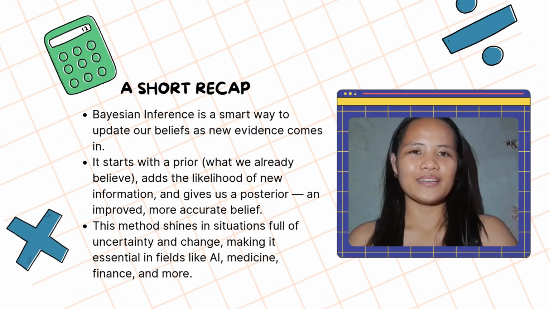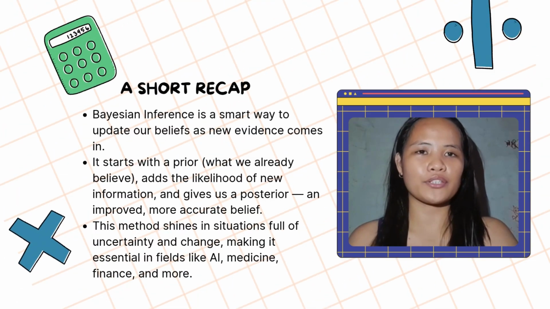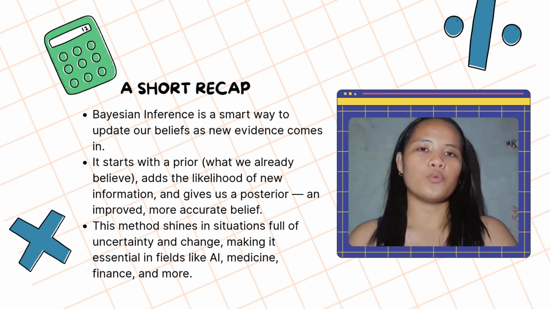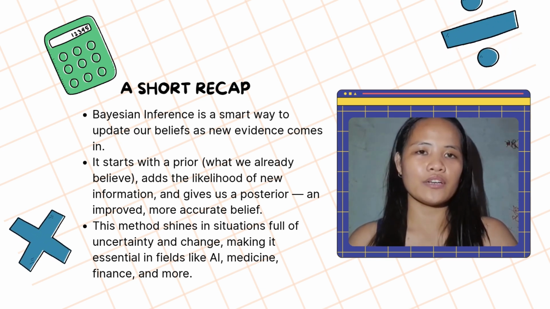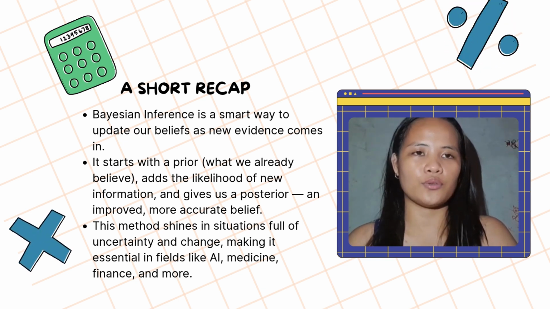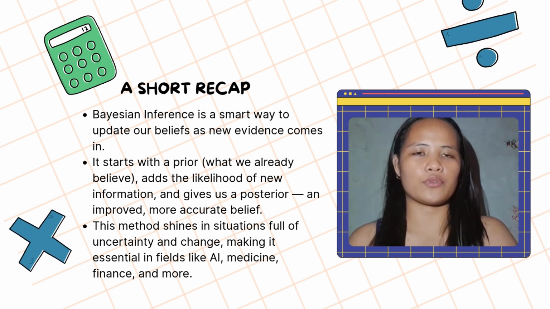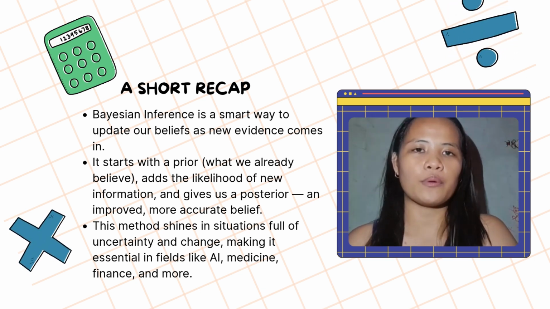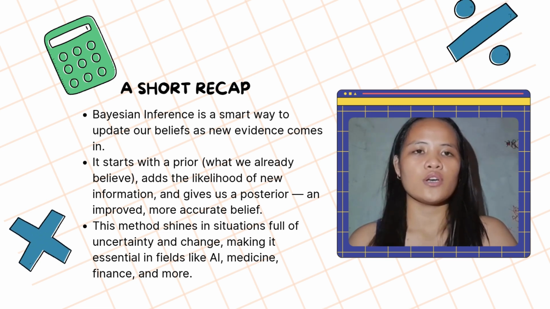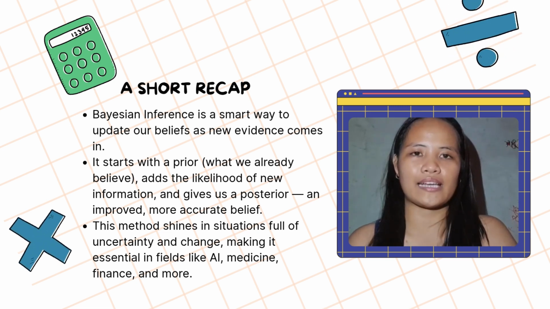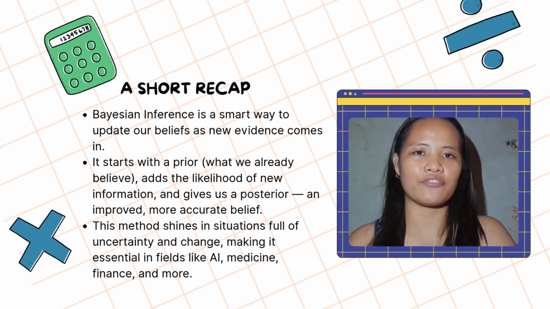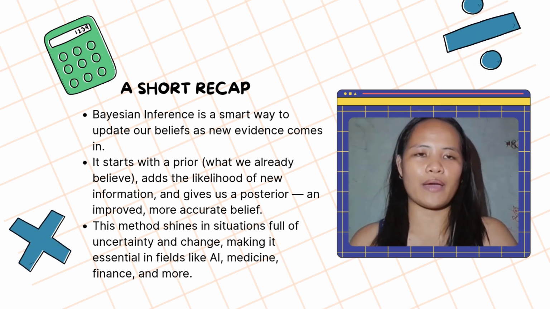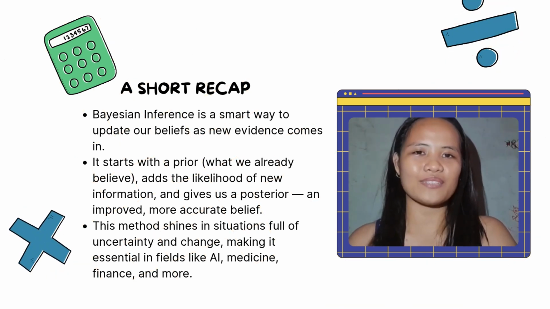To recap, Bayesian inference is a smart way to update our beliefs when we get new information. We start with a prior belief, consider the likelihood of the new evidence, and end up with a posterior, a more accurate belief. It's especially powerful in uncertain situations, which is why it's used in fields like AI, medicine, and finance. In short, Bayesian inference helps us make better decisions, one update at a time.